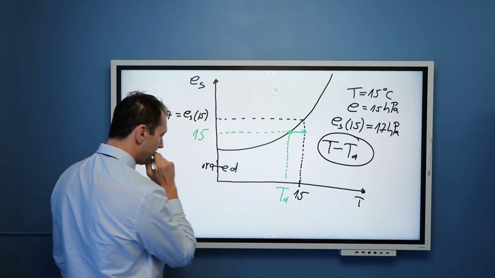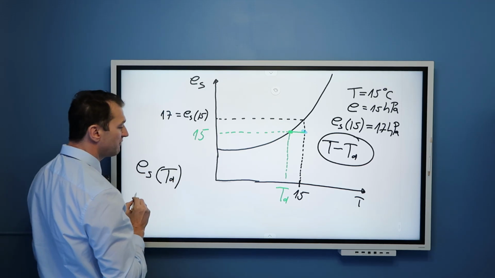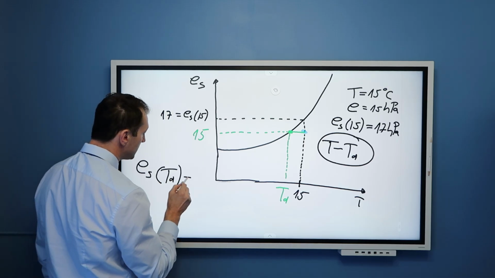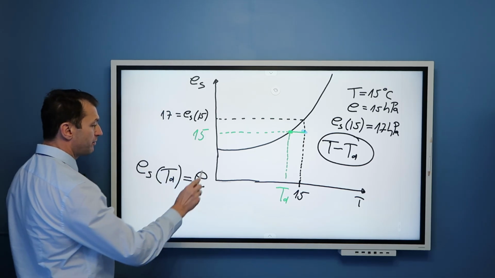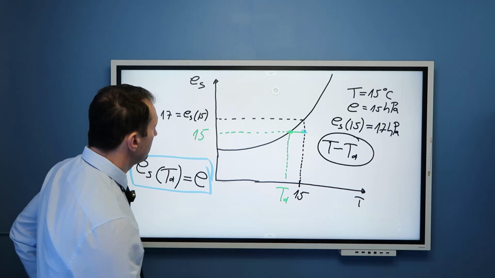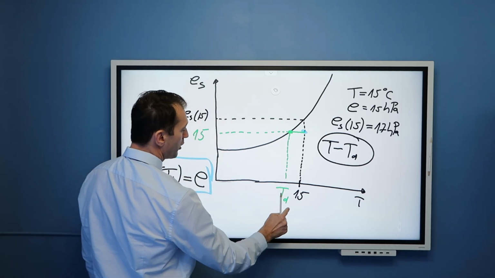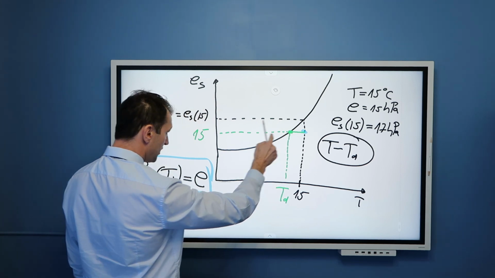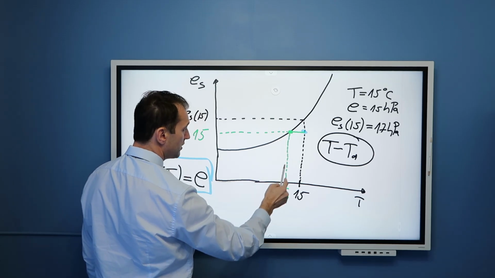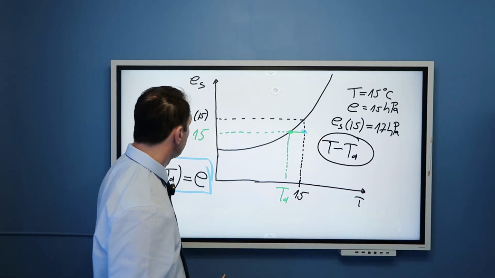You can see from here, ES of TD, the saturation vapor pressure at dew point, is actually the partial vapor pressure of water vapor in the air. This is very clear. This is exactly what I demonstrated here. Because if I take dew point and I go up and I meet saturation vapor pressure, then that saturation vapor pressure associated with dew point is this blue, the actual water vapor pressure in the air.